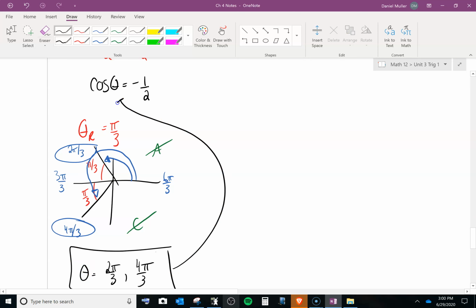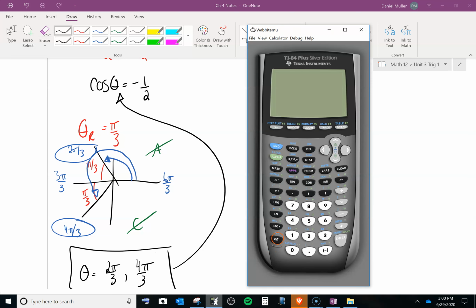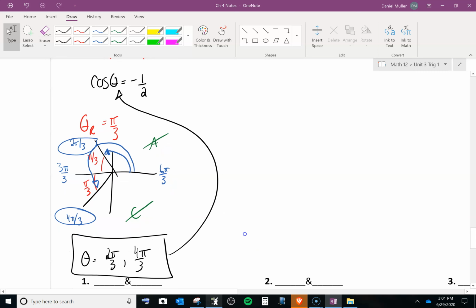So if I put theta of 2 pi over 3 in there, I should get -1/2. In fact, if you do that in your calculator, you can actually check that. So you can go cosine of 4 pi over 3. I should get -1/2, -0.5. And if I put 2 pi over 3 in here, it should be the same thing. So 2 pi over 3, -1/2. So that's how you would know that you're right.